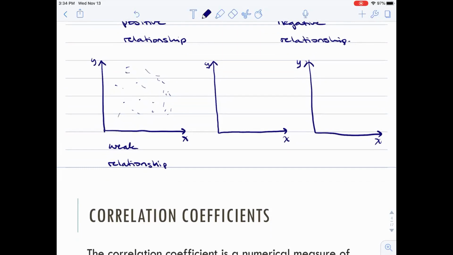I'm not very good at doing the moderate one because it's like there is a relationship, but it's not that strong. Anyway, so here we go. Let me try. Here we have a moderate relationship. And then the one that I drew earlier, this would be a strong relationship.